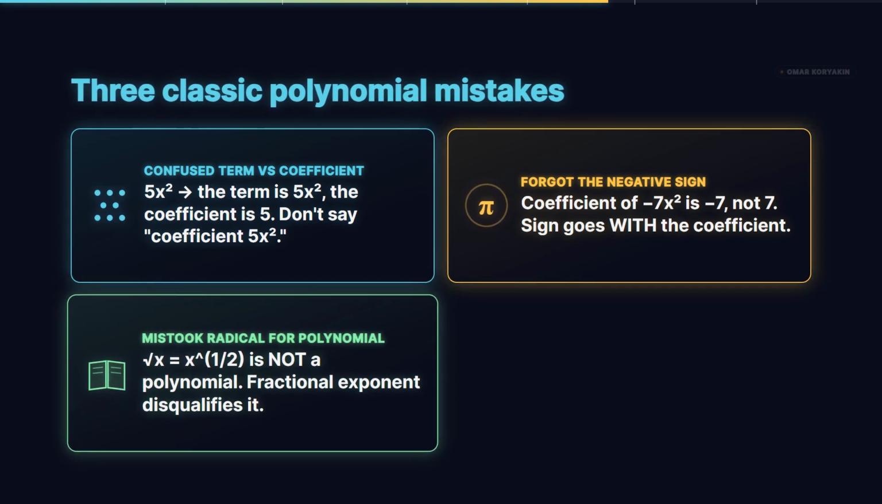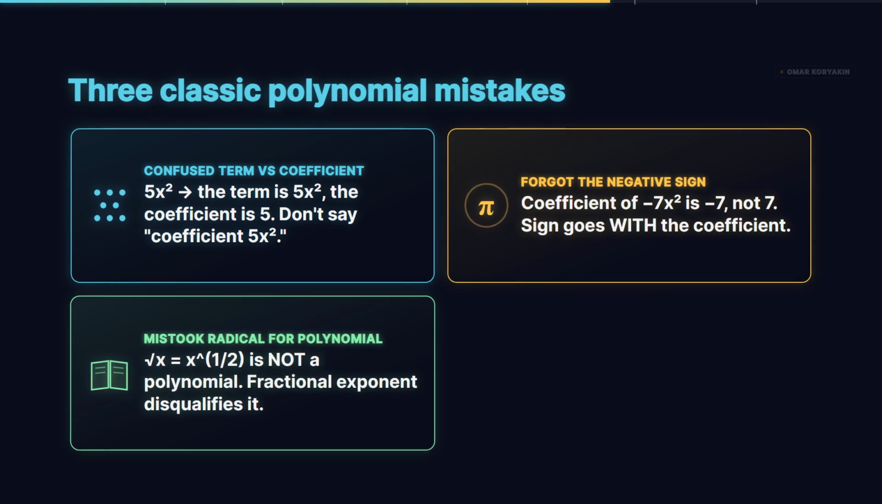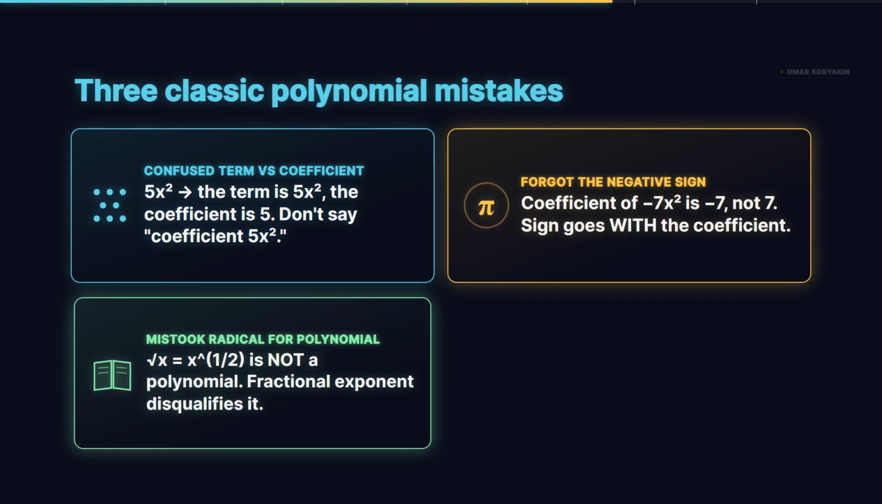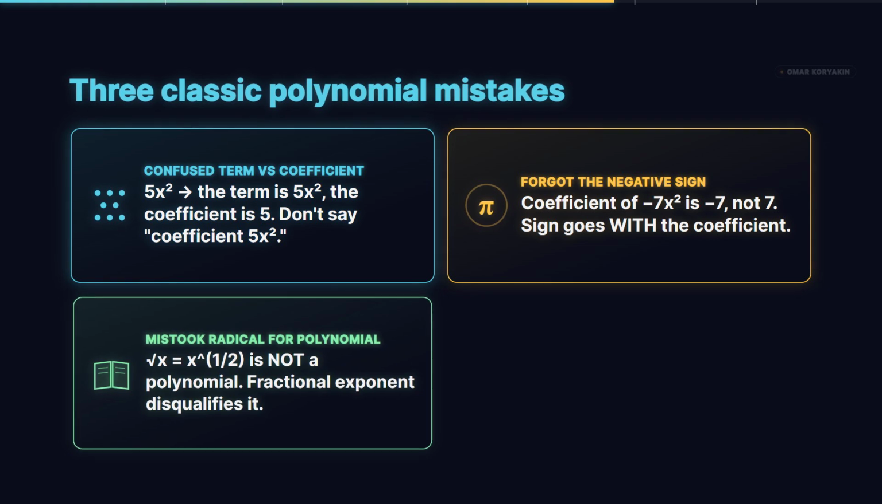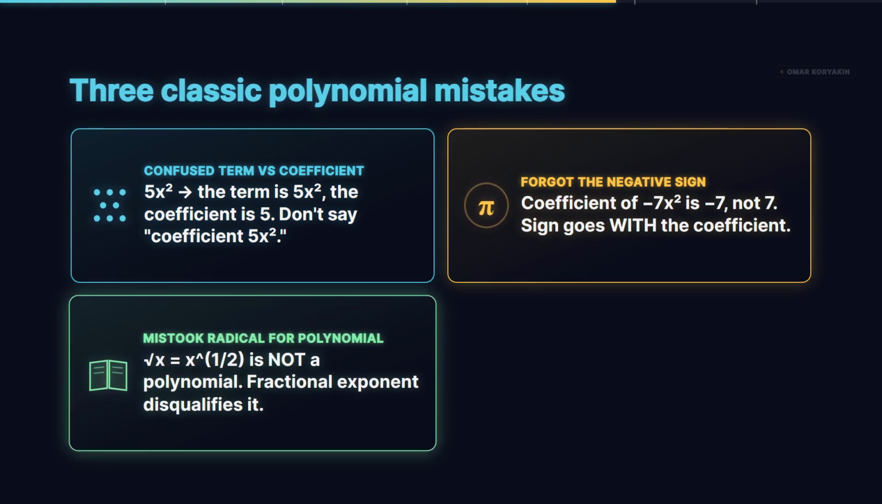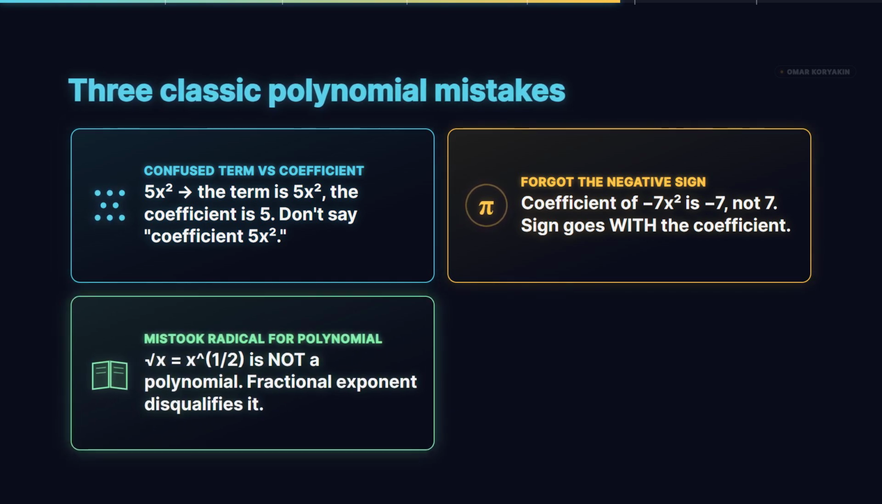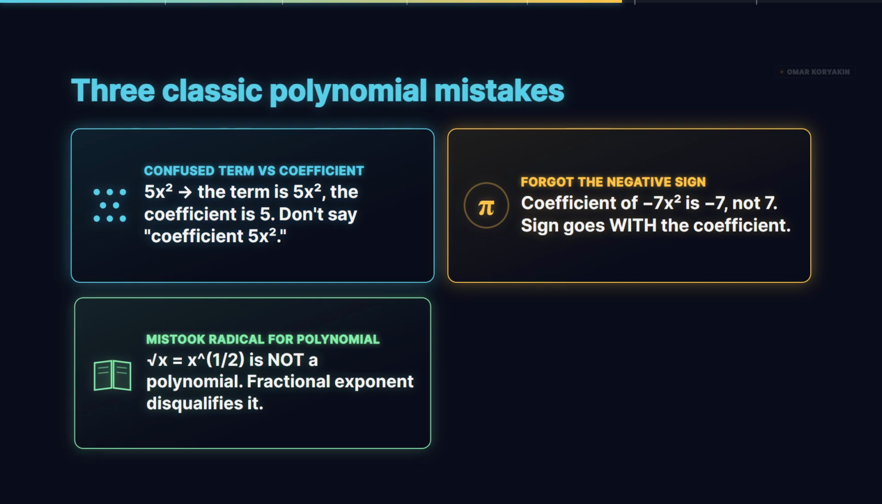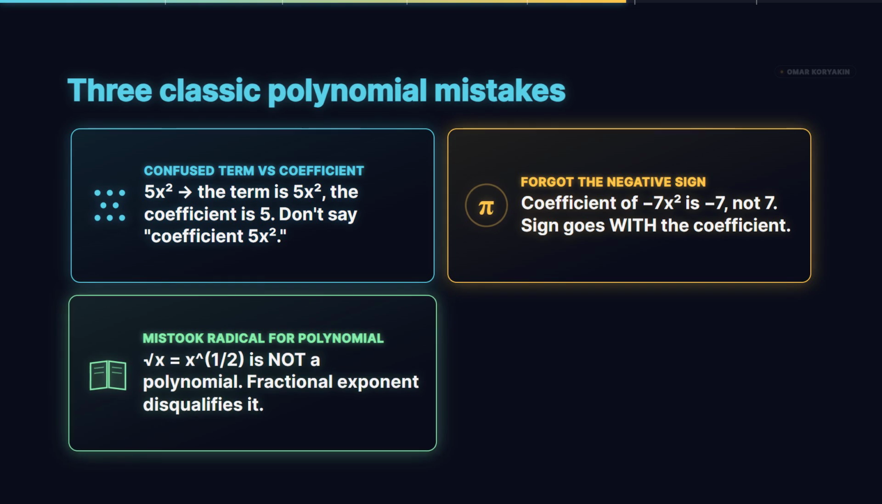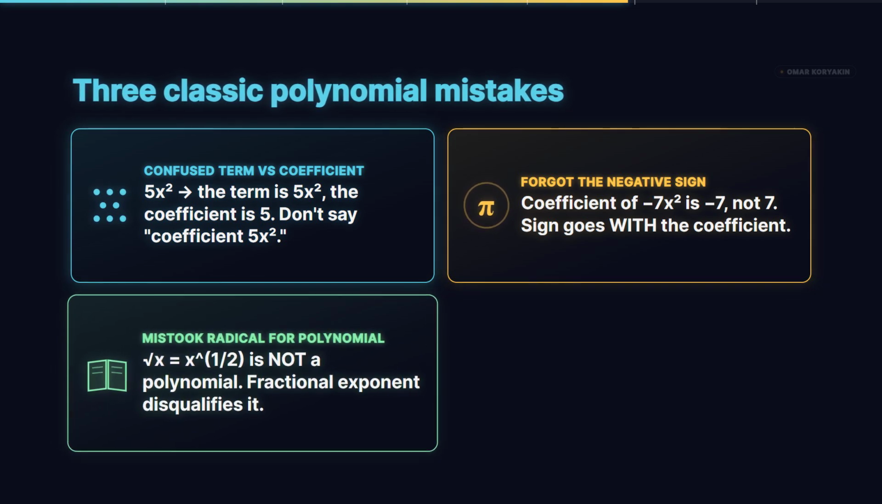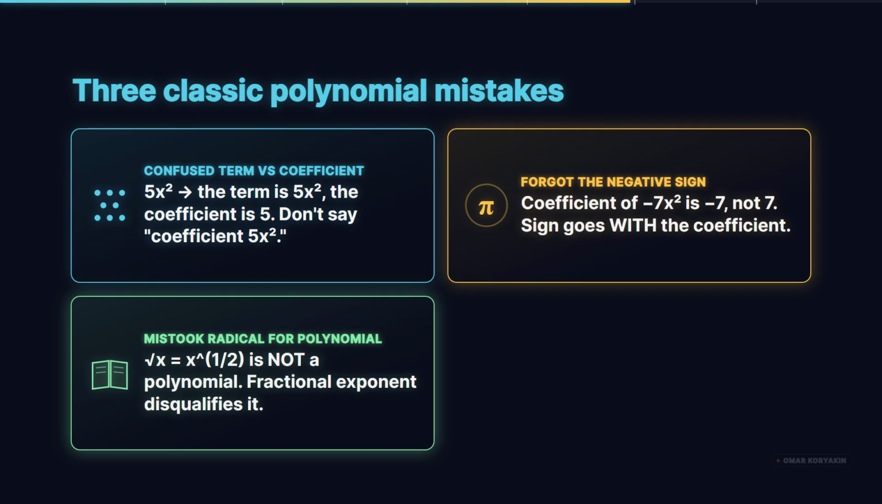Third mistake, mistaking a radical or rational expression for a polynomial. A student sees square root of x plus 3 and assumes it is a polynomial, when actually the square root of x is x to the 1/2, which has a fractional exponent and disqualifies the expression from polynomial status. Or a student sees 1 over x plus 2 and assumes polynomial, when 1 over x is x to the negative 1 and disqualifies the expression. The fix is to convert every expression to exponent form first, then check the exponent rule. Every exponent must be a non-negative integer, otherwise the expression is not a polynomial.